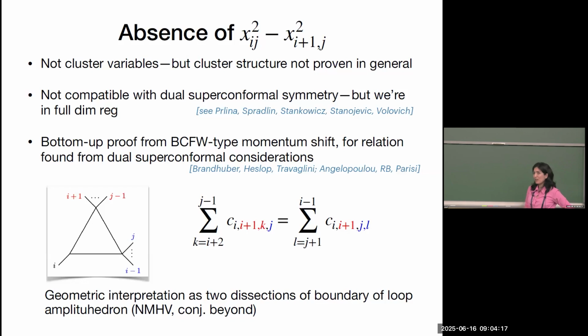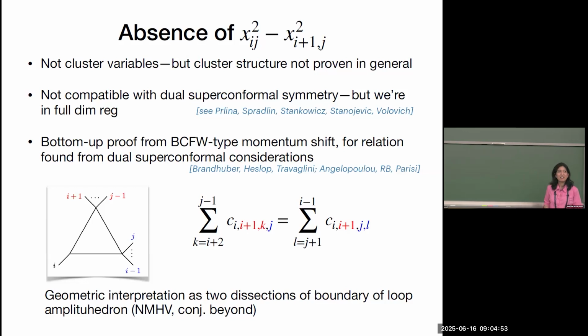So what really assures us that they do drop out is we have a bottom-up proof of this cancellation from a sort of BCFW-type momentum shift for this relation here. We don't have a 2-mass triangle, but if you start from that configuration of legs, then there are two ways to expand this triangle into a box. That would be part of your master integrals. And the statement is all the coefficients you get from one of those ways sum to the same sum that you get from expanding the other way.